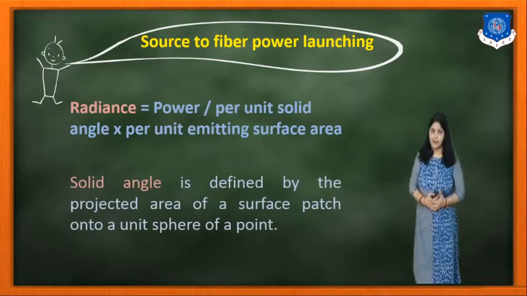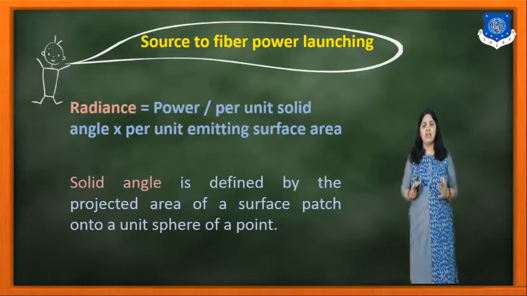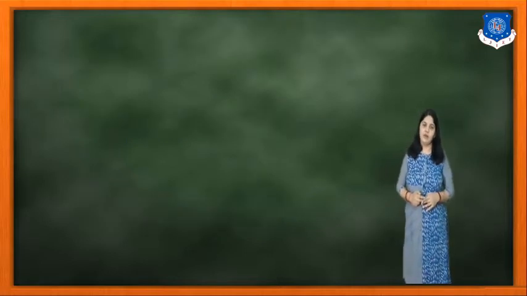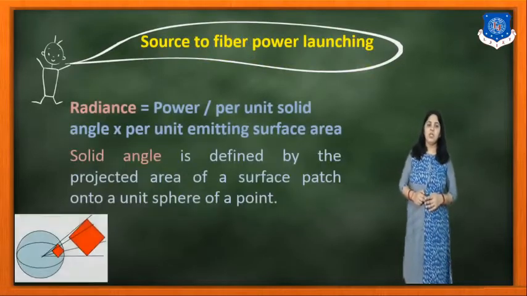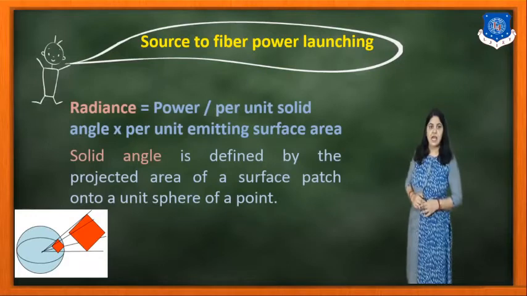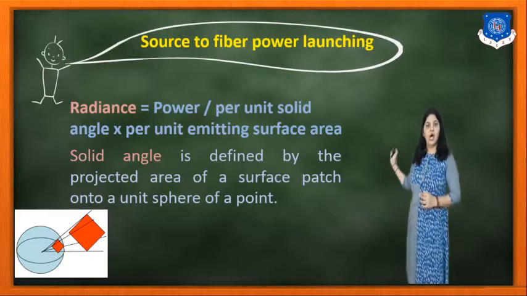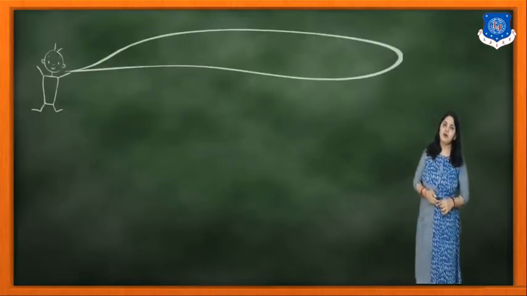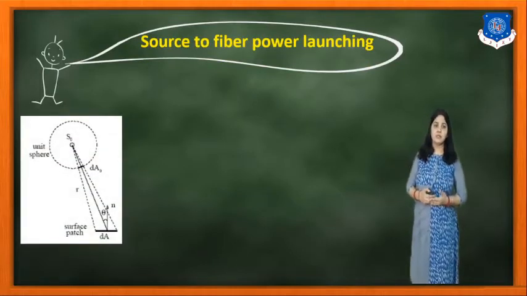Now what is the solid angle? The solid angle is the projected area of a surface patch onto a unit sphere of a point. So now we can see over here the sphere, and how the area of a surface patch is projected onto a unit sphere of a point. That particular angle we will refer to as a solid angle. Again in this diagram, it is given like this.